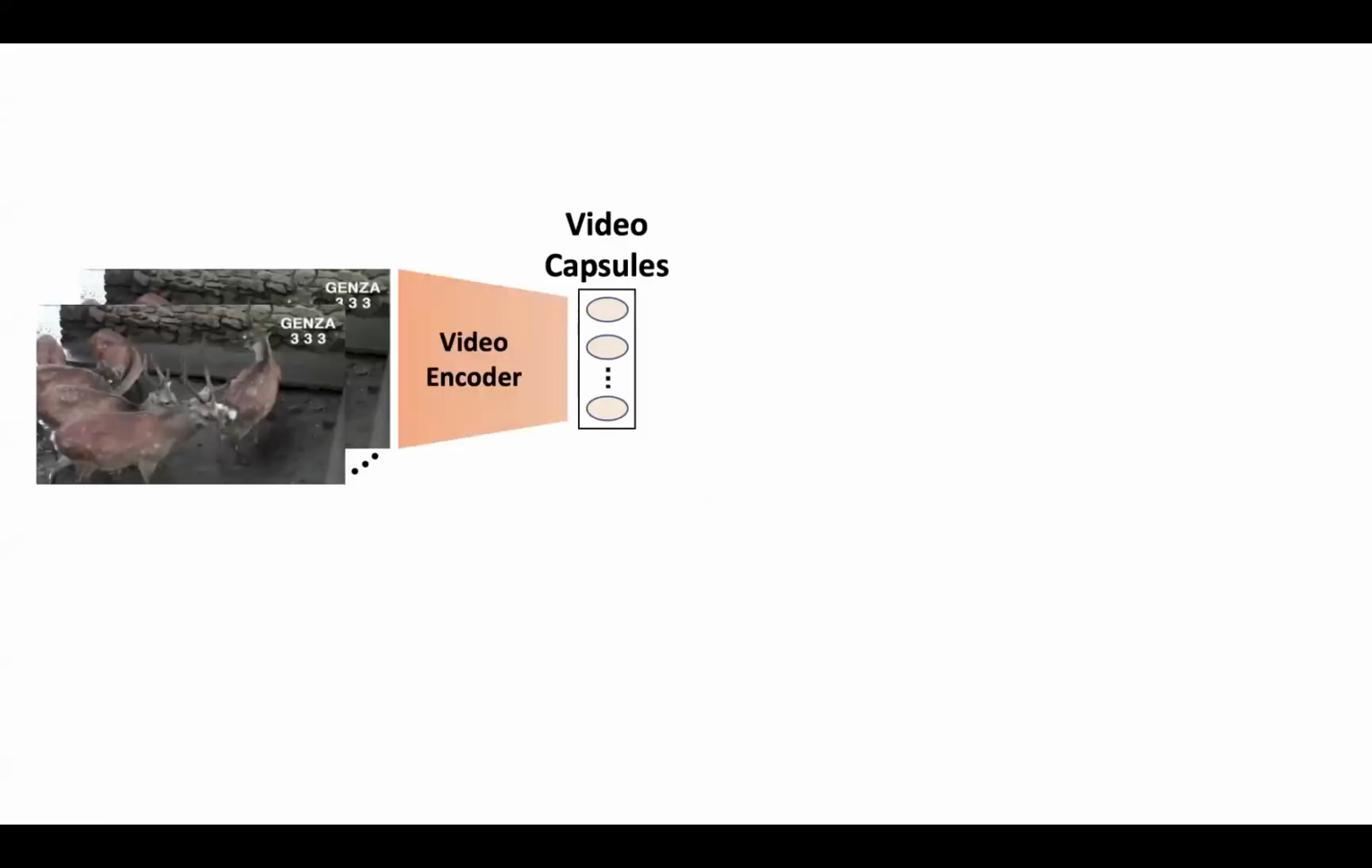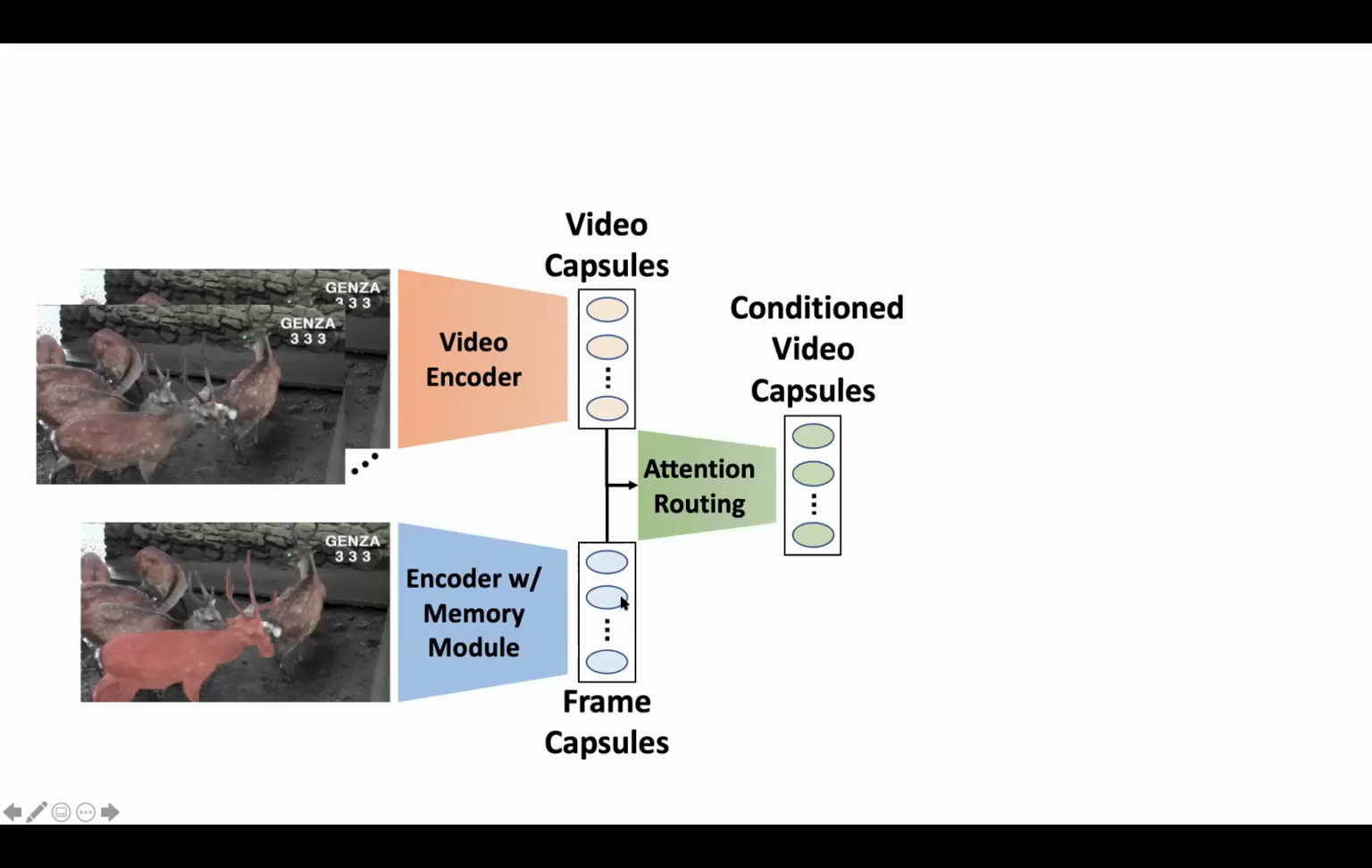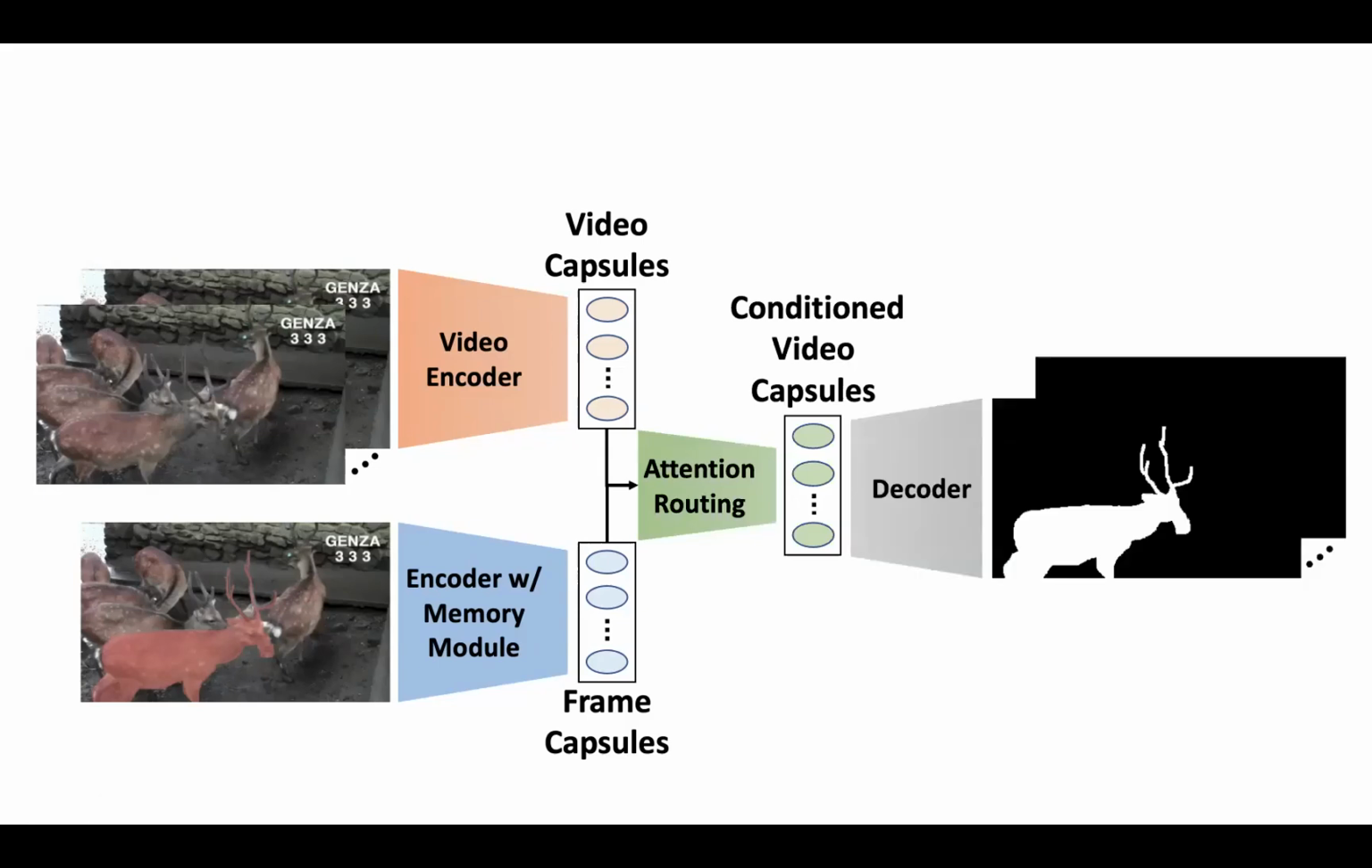So pictorially, here's the described method. Given a video, we have a video encoder to obtain our video capsules. Given the first frame segmentation, we have a frame encoder, which obtains our set of frame capsules. Then we have a routing operation, which conditions the video capsules. And finally, we have a decoder network, which takes these conditioned capsules to generate our segmentation mask.